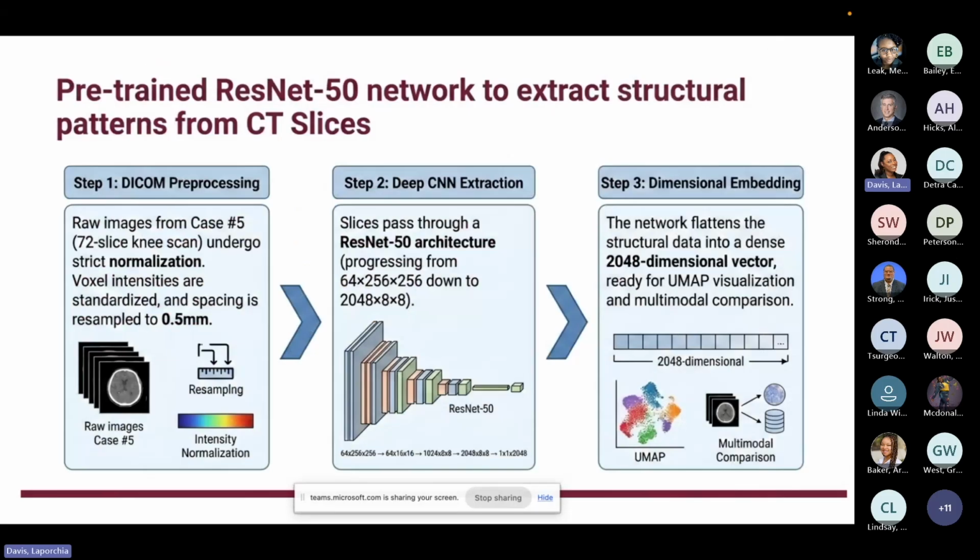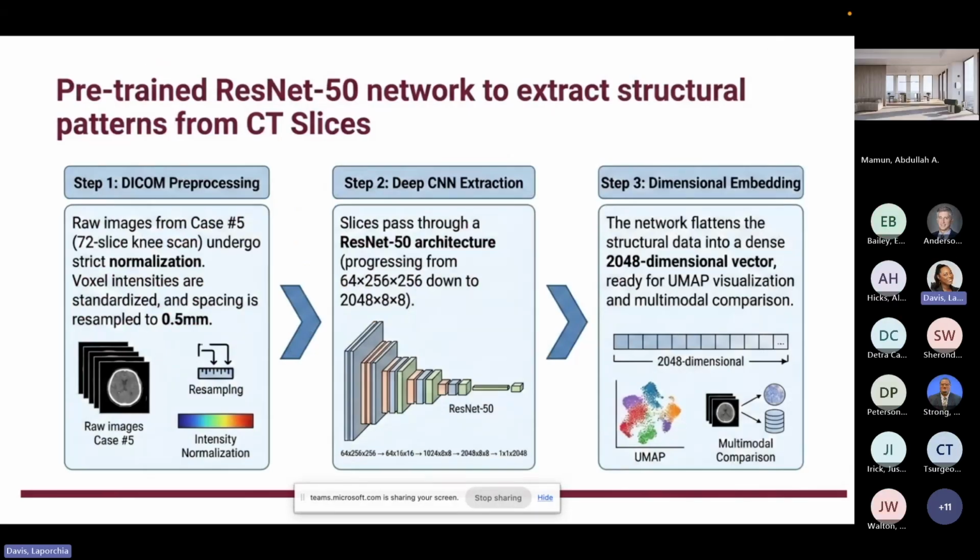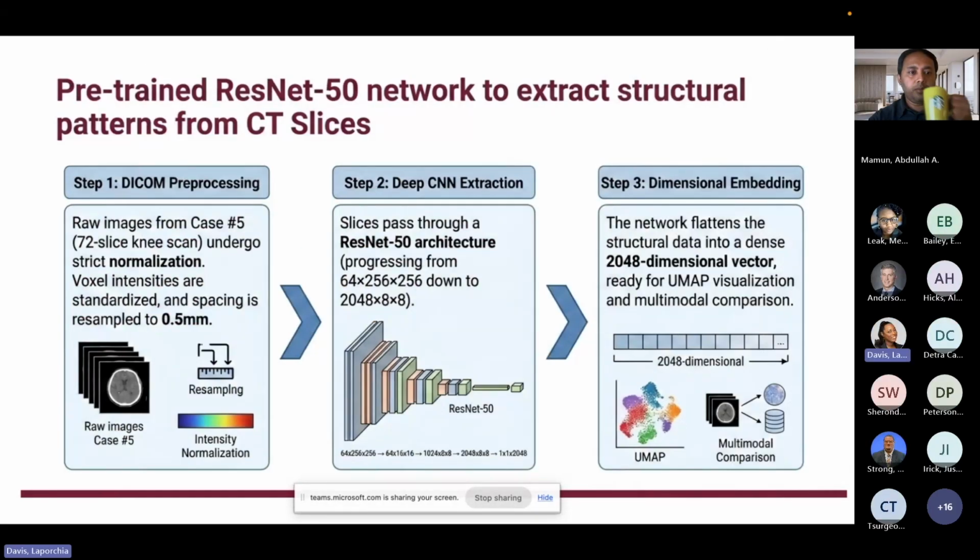Diving into the deep learning pipeline, this image shows that I used a pre-trained ResNet 50 model. The CT slices were pre-processed, passed through the network, and transformed into a 2048-dimensional feature vector. These features were then used to visualize the comparison.